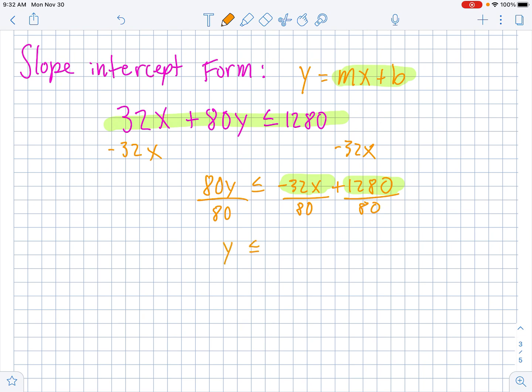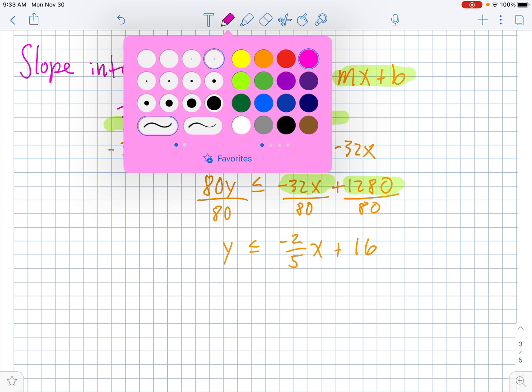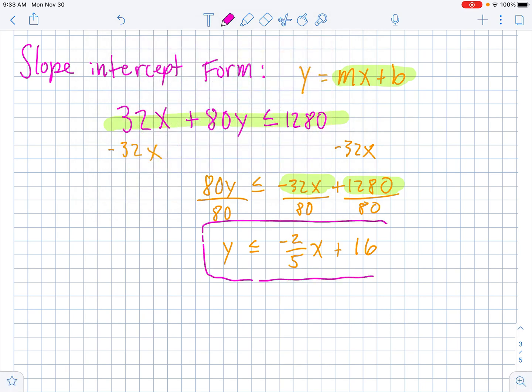So this becomes y is less than or equal to, now negative 32 over 80, if you start to reduce that fraction, you could take a 2 out of the top and the bottom, so it's like 16 over 40, but then you can still take a 2 out, so it's like 8 over 20, and then you can take a 4 out. You can keep taking 2's out, reduce your fraction. This reduces down to negative 2/5 x, and then 1280 divided by 80 is 16, which we knew from the y-intercept above. So this is slope-intercept form.